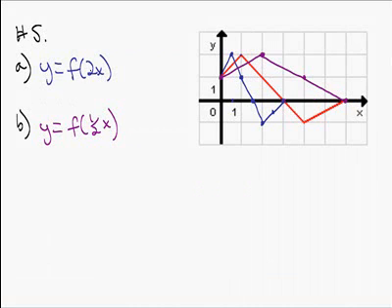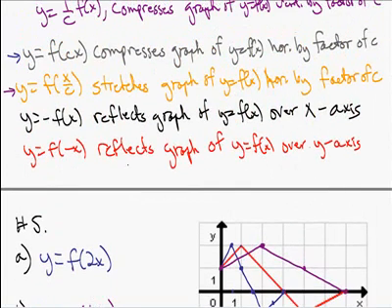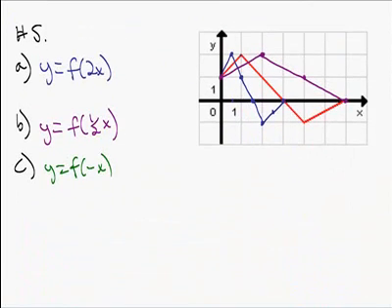Alright, part C then asks us to look at y equals f of negative x. And if we look back at our list here, f of negative x reflects the graph over the y-axis. So we're going to flip this thing over the y-axis, so we're going to have to maybe extend this graph off to the left.